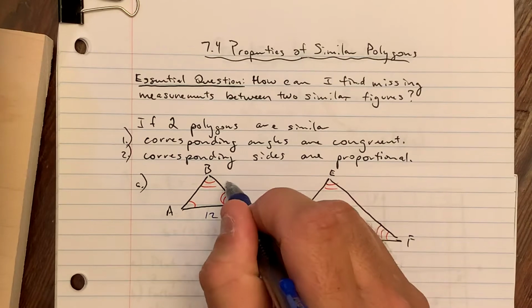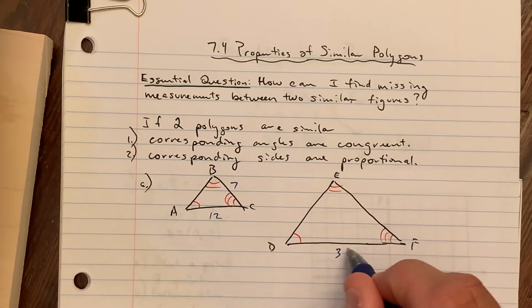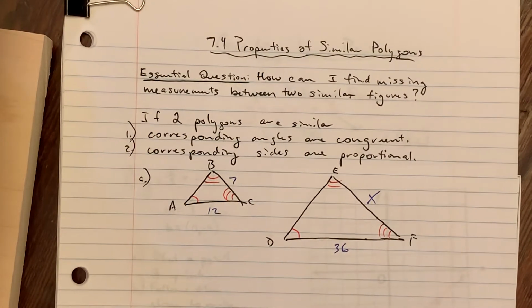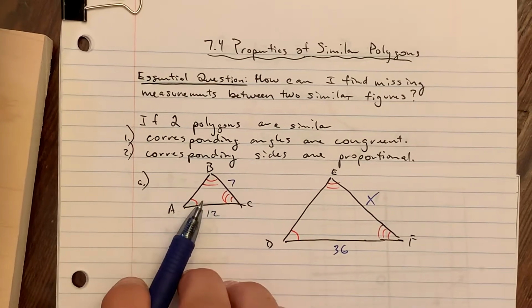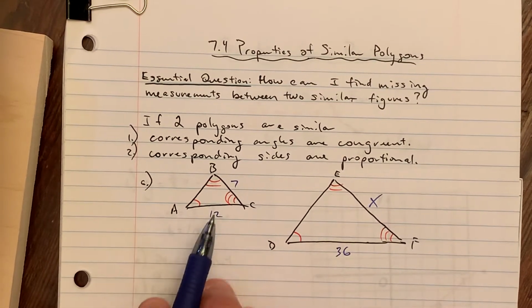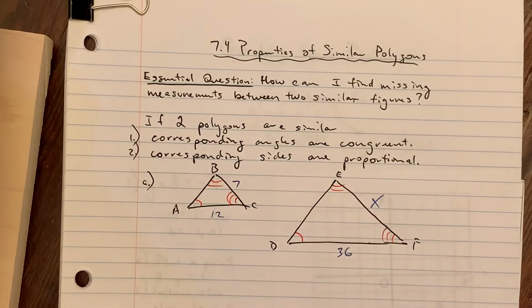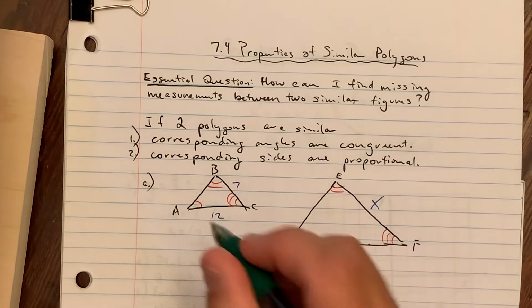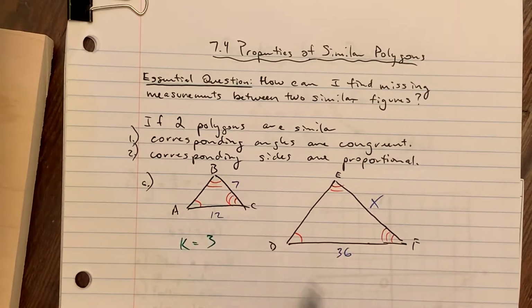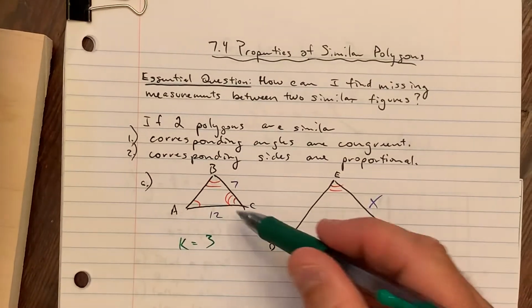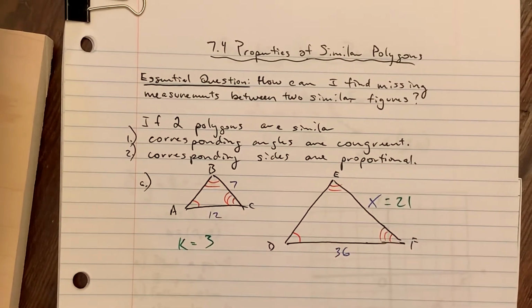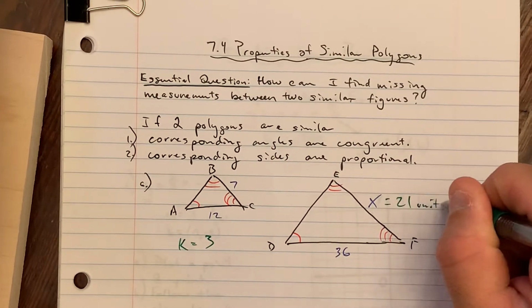Now let's say this length is 12, that length is 7, this one is 36, this one is X. We've got to figure out what X is. If I'm going to dilate the small one to the larger one, how can I go from 12 to 36 and then 7 to X? Well, obviously 12 times 3 is 36. That means a scale factor of 3 on the small one gives me the large one. Therefore, this one has to be 21 because 7 times 3 is 21.